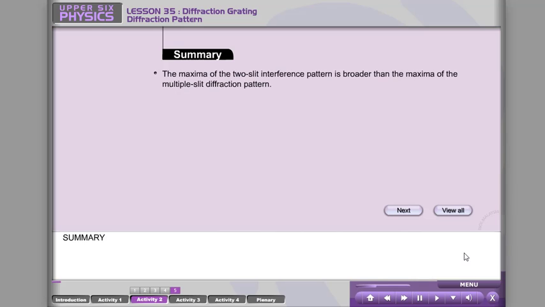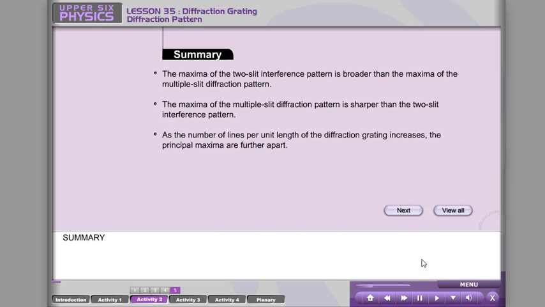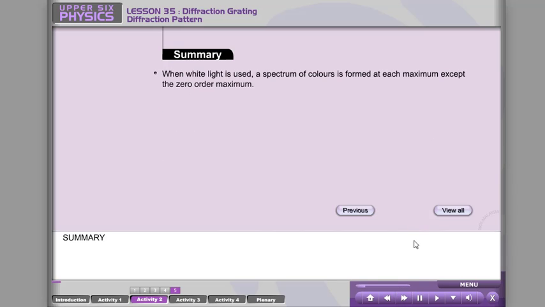Summary: the maxima of the two-slit interference pattern are broader than the maxima of the multiple-slit diffraction pattern. The maxima of the multiple-slit diffraction pattern are sharper than those of the two-slit interference pattern. As the number of lines per unit length of the diffraction grating increases, the principal maxima are further apart. The maxima of red light are spaced further apart as compared to those of blue light. When white light is used, a spectrum of colors is formed at each maximum except the zero-order maximum.